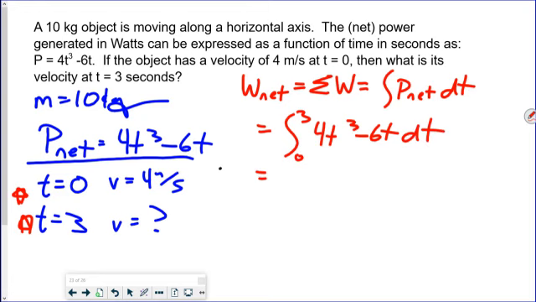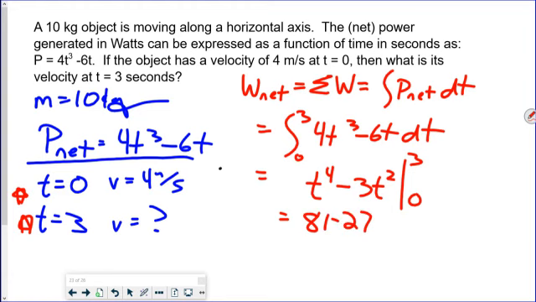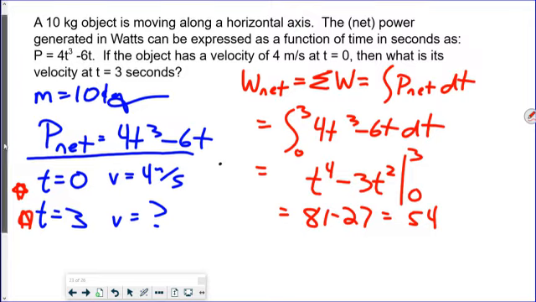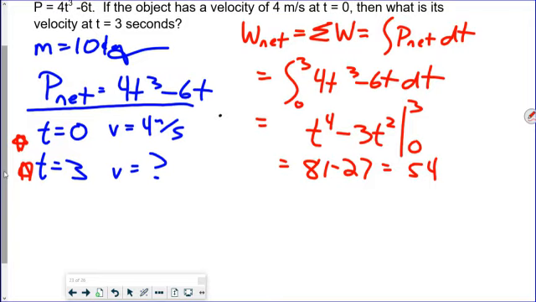So that gives me, let's see, the integral of 4t cubed is t to the 4th, minus the integral of 6t, which is 3t squared, and then I want to evaluate at 0 and at 3. So if you plug in 3, you get 81 minus 27 minus 0, so you just get 54. Okay? So what I just learned then is my net work is 54 joules. That means my change in kinetic energy is also 54 joules.